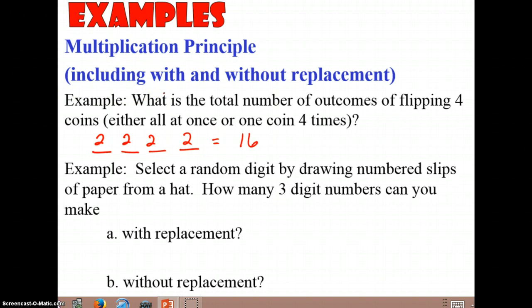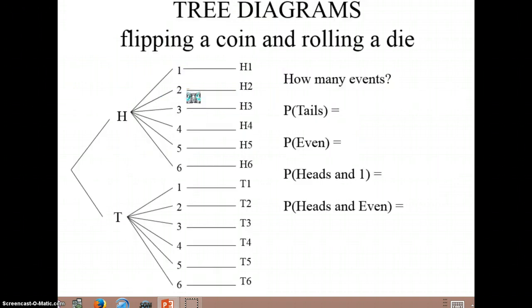flipping 4 coins. For example, one of those outcomes we could have is heads, heads, tails, heads, which would be something different than heads, tails, heads, heads. There's 16 different outcomes like that.